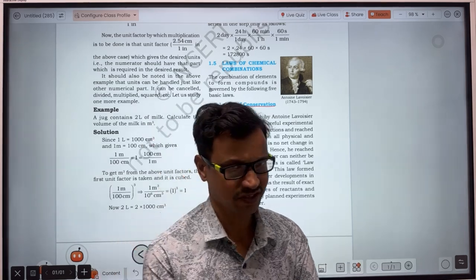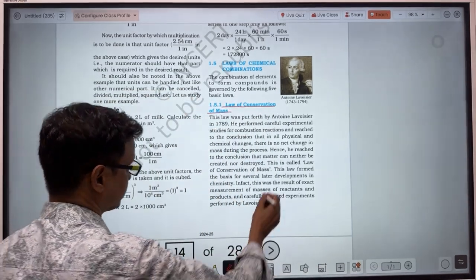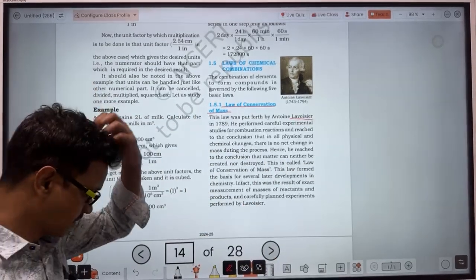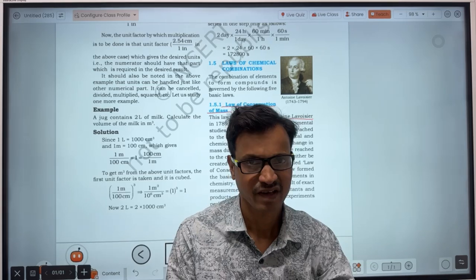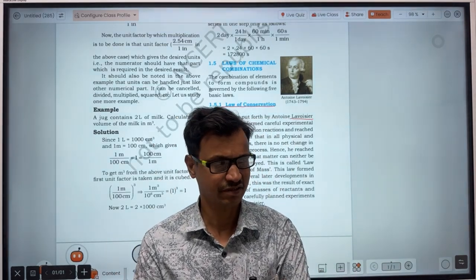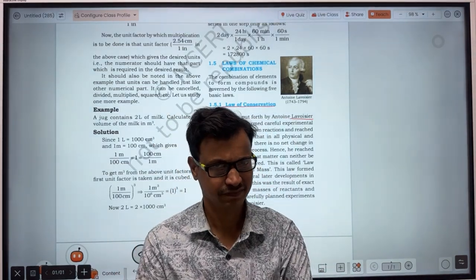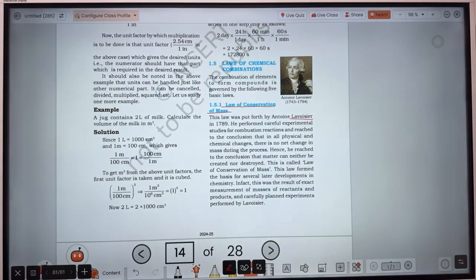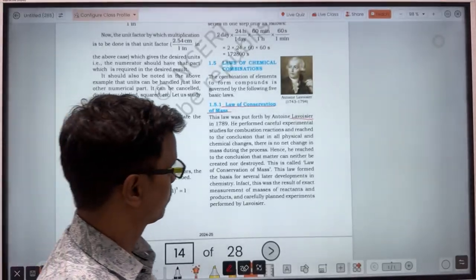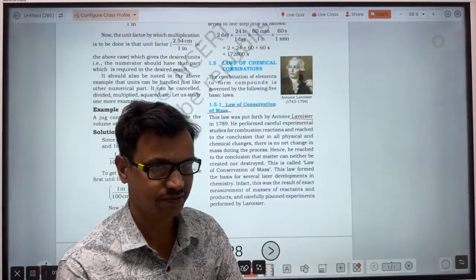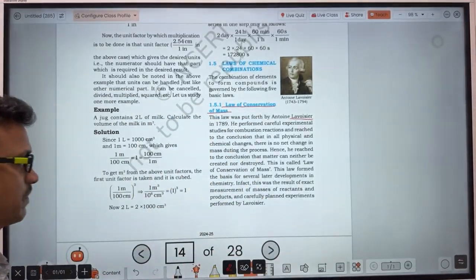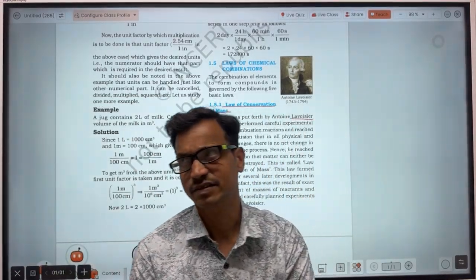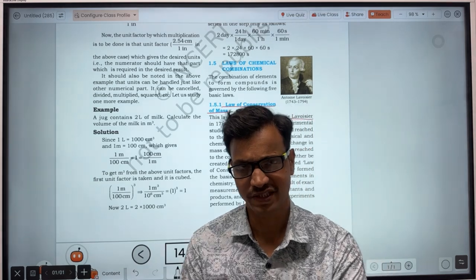The first one is the law of conservation of mass, that was proposed by Lavoisier. So the students who are preparing for the CUET and NEET examinations will have to keep in mind some information, like who defined the law of conservation of mass, who proposed the law of definite proportion, and so on. So the first one is the law of conservation of mass.